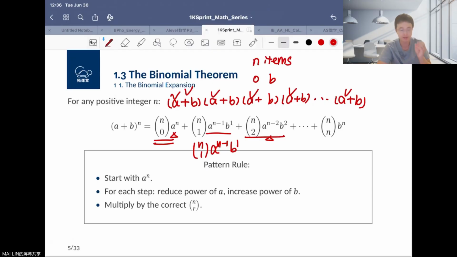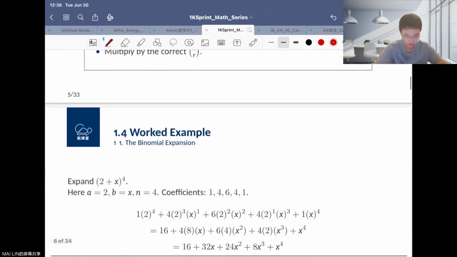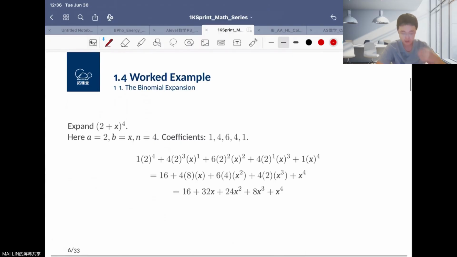So every time remember this, it's not very difficult, just using the selecting method, just using (a plus b) to the power of n, considered as n brackets right here. You want to choose some of the a, some of the b, and just pick it, okay? So for example, like here, expand (2 plus x) to the power of 4.